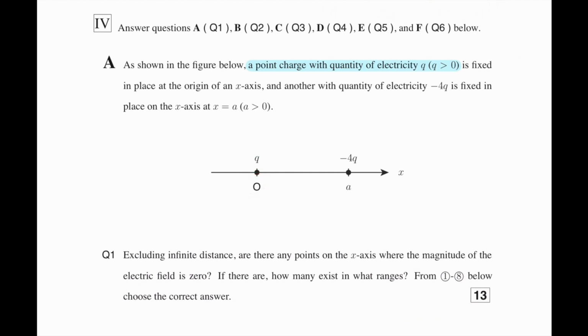And then I have another point charge. The electric charge of this charge is negative 4Q, and I put it on the x-axis where x is equal to A. This is my second point charge.